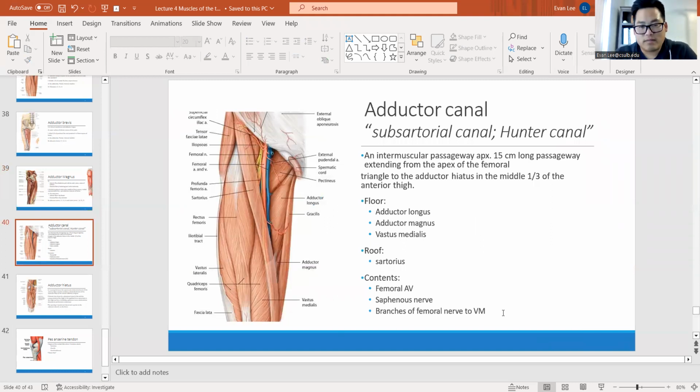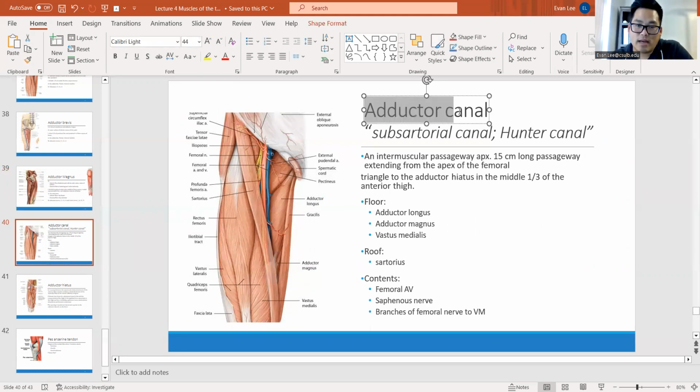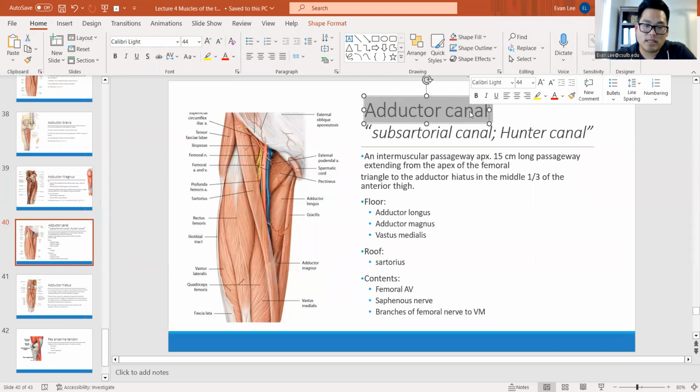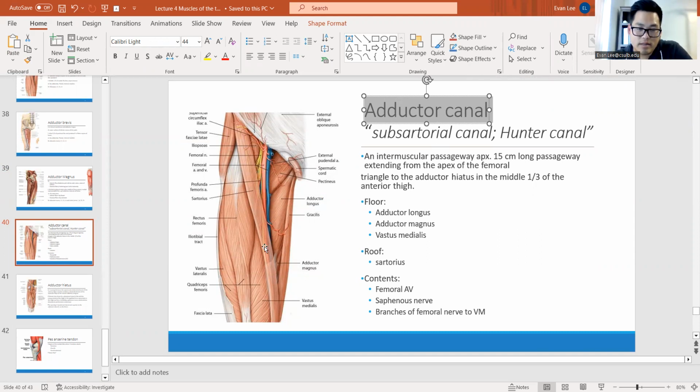So those were the muscles of the thigh, but to take a look at a few more things, you also can see a few different landmarks that we'll be able to use as well. So to start off with, you have the adductor canal. This is a space that's going to be mostly formed by the adductor magnus, but this is going to be where basically you have the femoral artery and vein, as well as the saphenous nerve and branches of the femoral nerve traveling through.